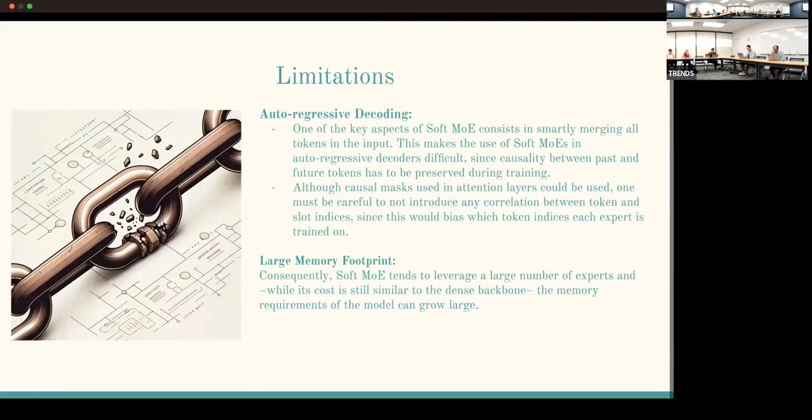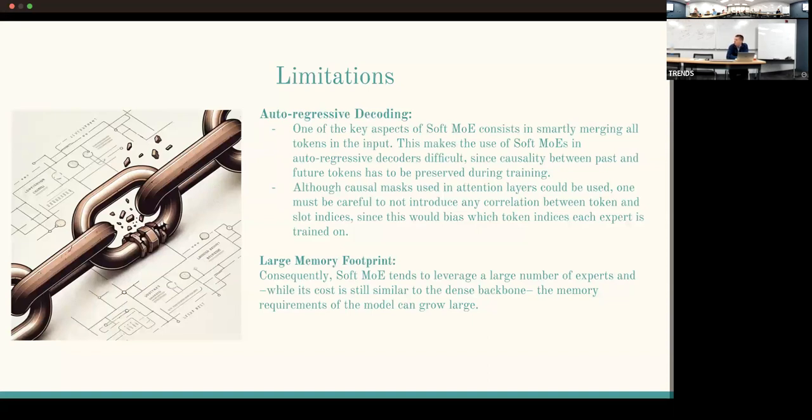I don't know, some of the blogs say that maybe OpenAI has solved this, but we don't know. The authors mentioned that a causal mask, like they do in the attention layer, could be used, but then one has to be careful not to introduce correlation between the tokens and the expert. But I don't know, why is that dangerous? What we want is for experts to have some correlation, this is the kind of tokens that this expert is good at.